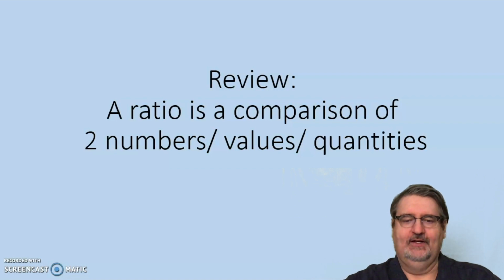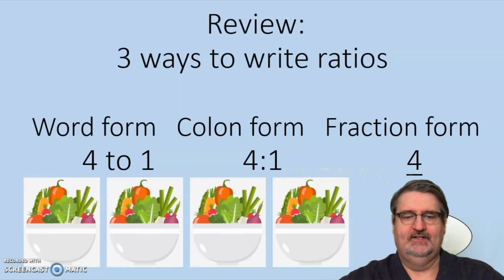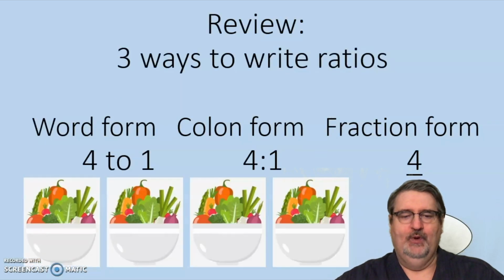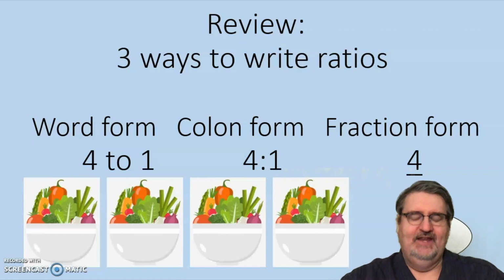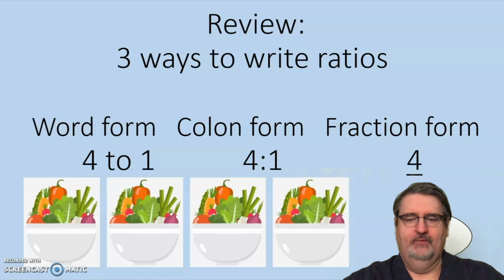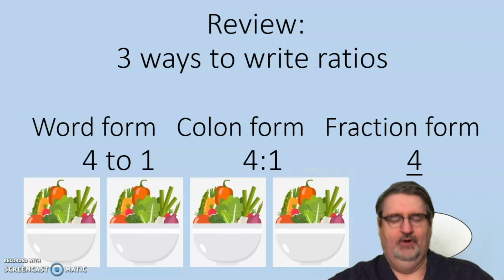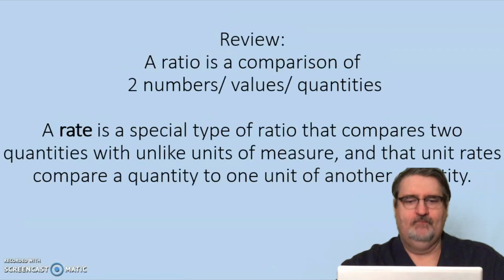A ratio is a comparison of two numbers, also known as values or quantities. It could be written in word form, colon form, or fraction form. And as you can see in the pictures there, it shows 4 salads to 1 egg. And even though it can be written in those 3 forms, it's all said as the word form, 4 to 1.